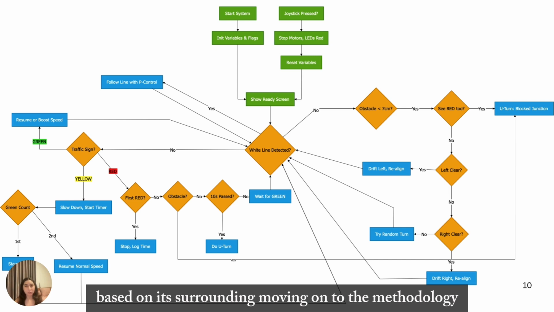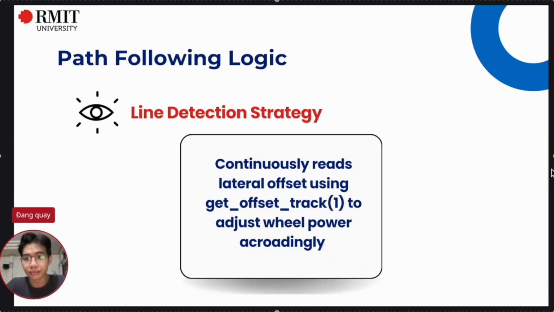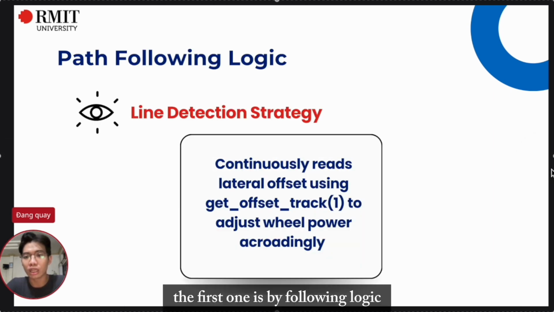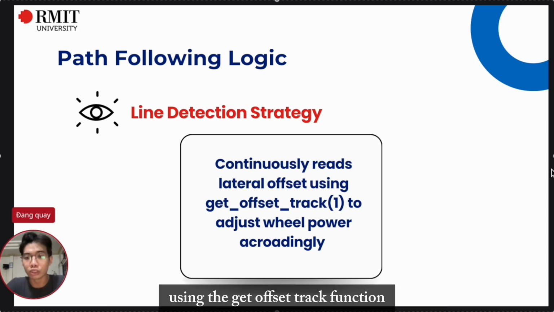Moving on to the methodology. Now we talk about the methodologies of our algorithm. The first one is line following logic. The MBOT2 continuously reads lateral offset using the getOffsetTrack function to adjust wheel power accordingly.